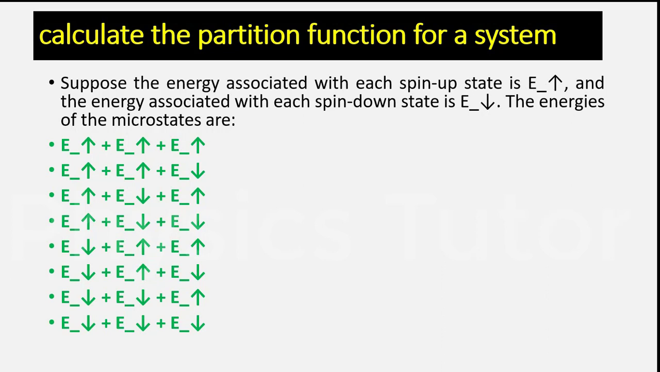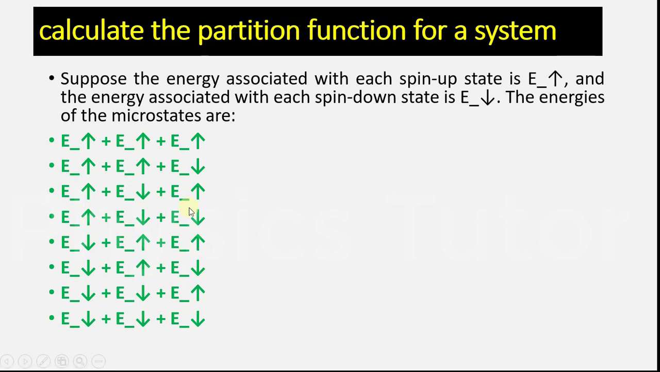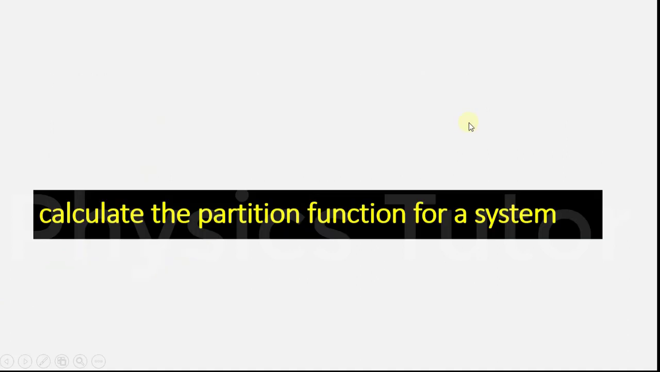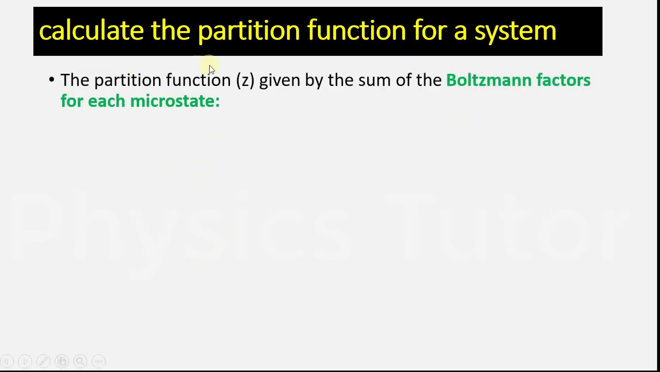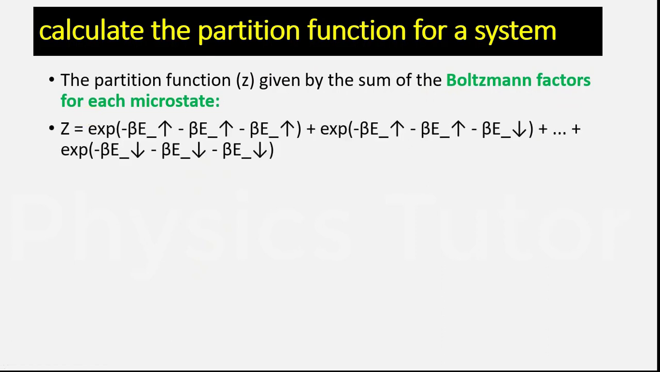So the question is how we can calculate the partition function, because this is the energy, and how we use this energy to calculate the partition function we will see further. Suppose the partition function Z is given by the sum of the Boltzmann factor for each microstate. So the microstates are given and their energy is also given. Here k_B shows the Boltzmann constant and Z shows the partition function.